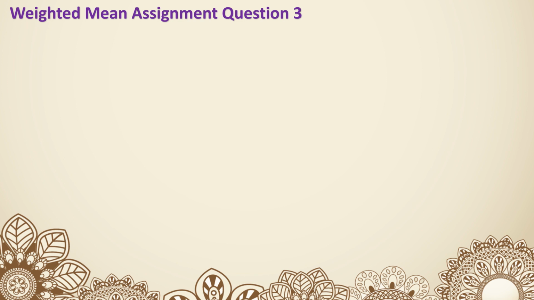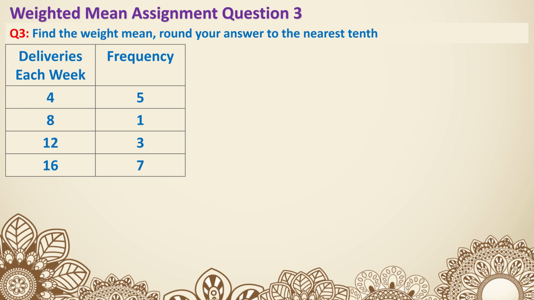Your numbers may be different than the ones I'm giving you, but the questions have the same setup, so hopefully this is going to help. Question 3. Find the weighted mean, round your answers to the nearest tenth. So this one, you are given deliveries each week and also frequency. In order to find the weighted mean, you do need to understand what it's asking. It's actually asking you to find the deliveries as a weighted mean.